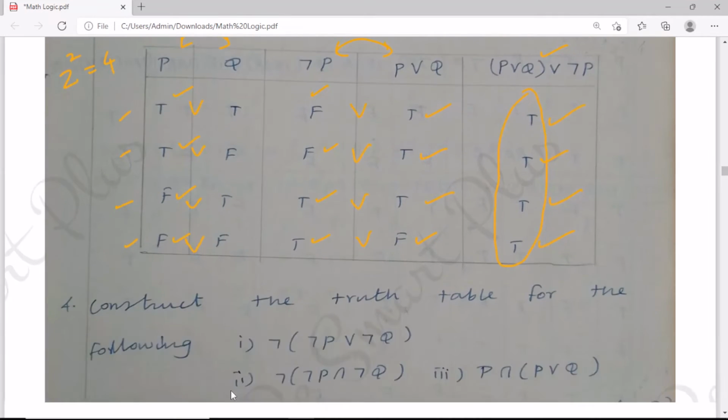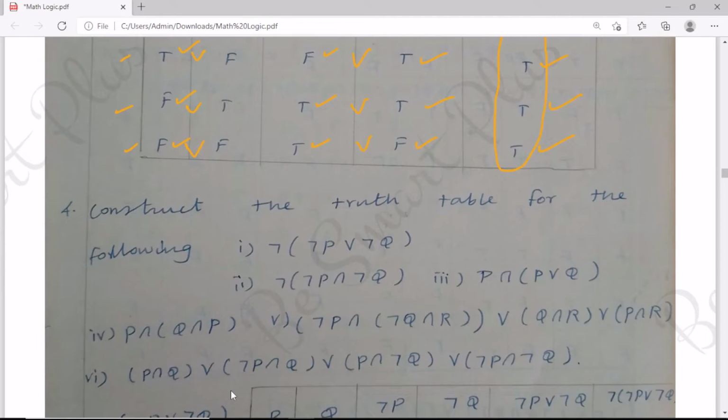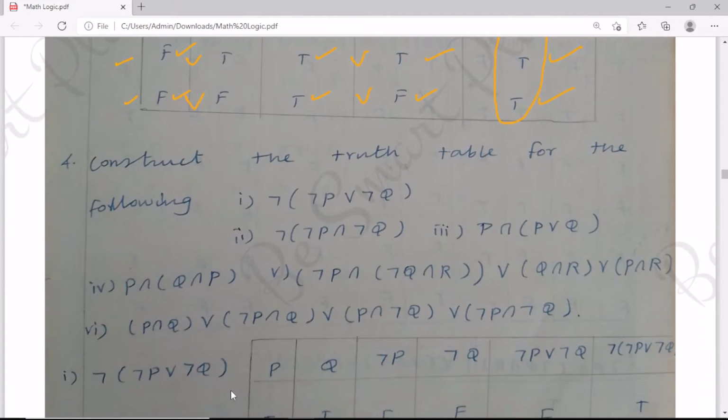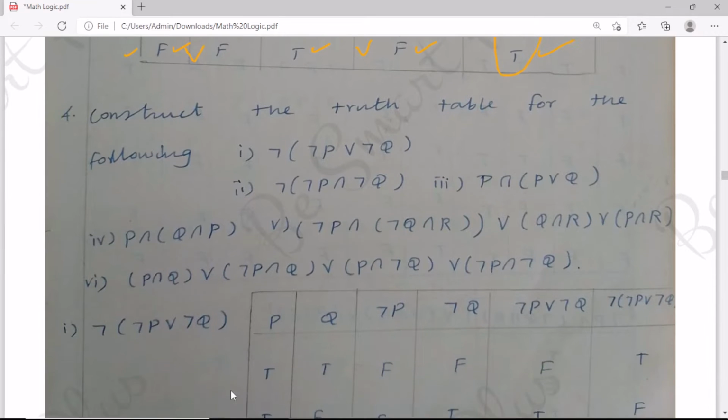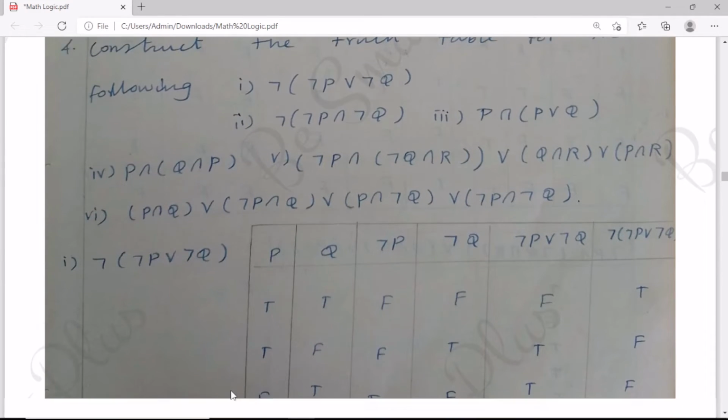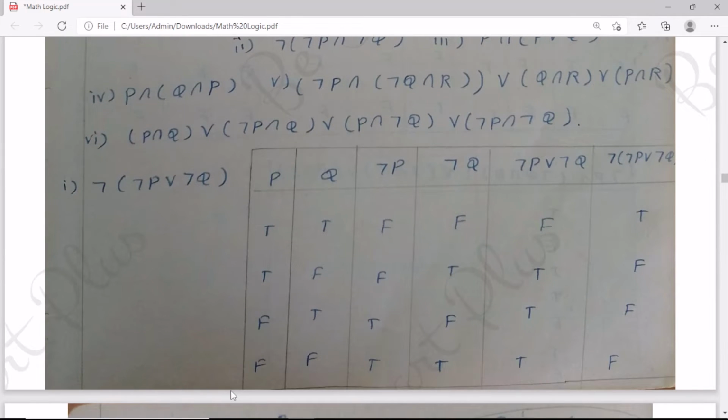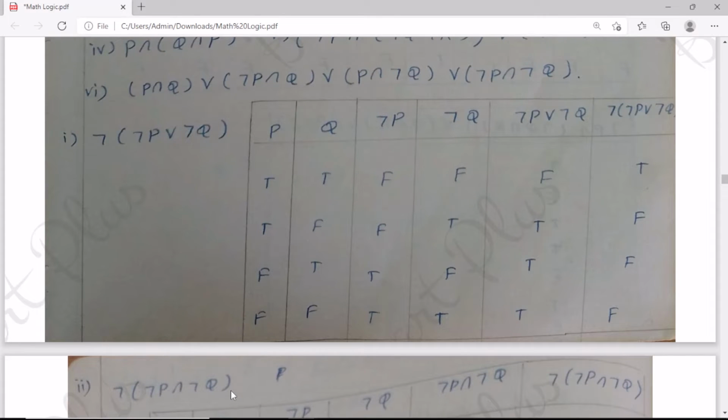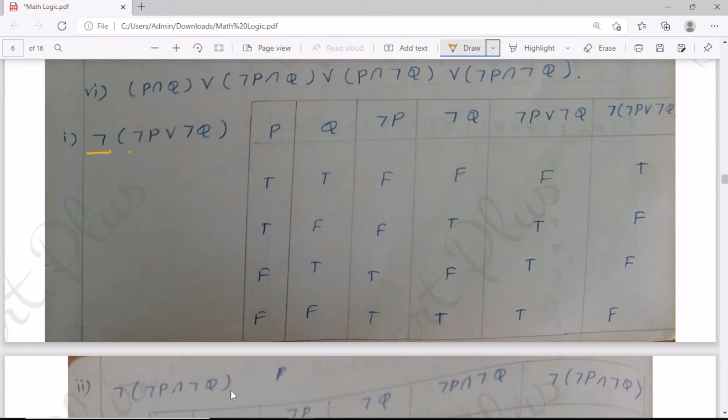Now next one, construct the truth table for the following. So here I have to take nearly 6 problems, so we have to discuss one by one in detail. So the first one is negation of negation P or negation Q. Look at here. First look at the variables. Here we have two variables, so 2 squared means we have 4 sets of possibilities. So in a table, in the first two columns you just write out P and Q.